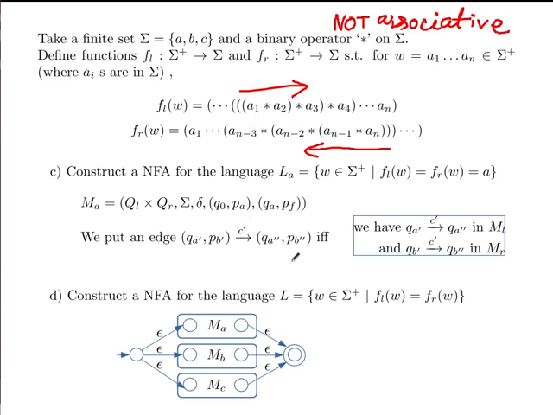So the problem is to find all the strings such that if you do the product from left and if you do the product from right, then they should agree. So all those strings constitute this language L. Okay, so you are supposed to construct an NFA for this language.